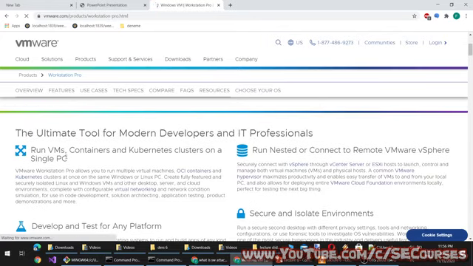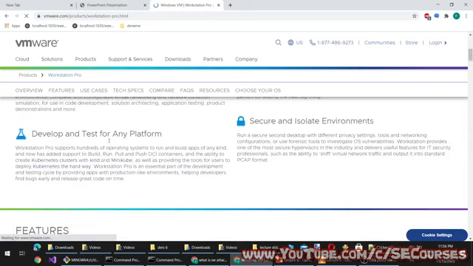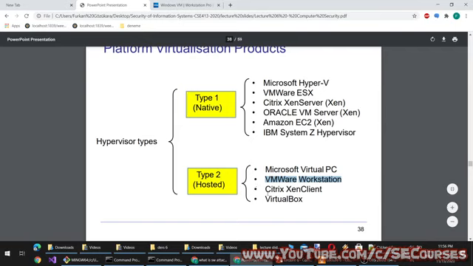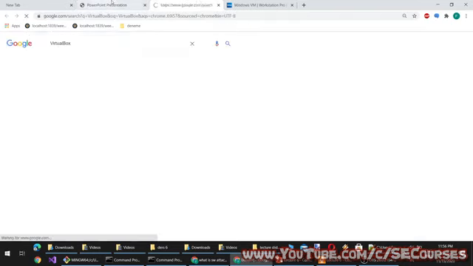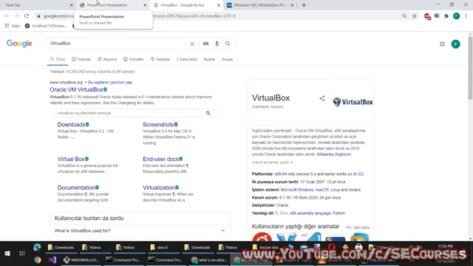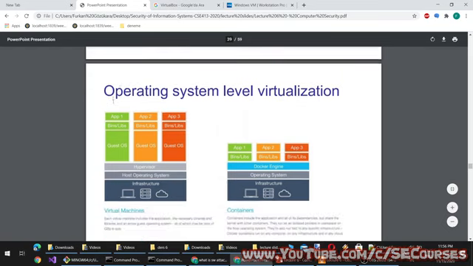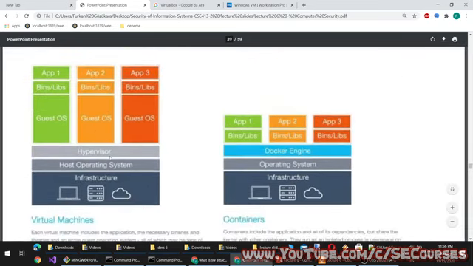Let's read about it. Okay, I am not able to select the text. Anyway, Citrix Xen and VirtualBox. VirtualBox is also very popular. However, it is very weak in terms of features.